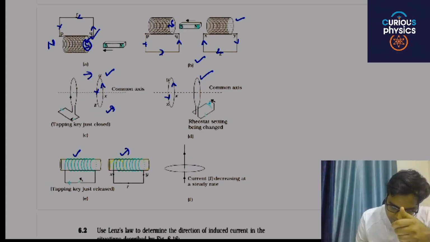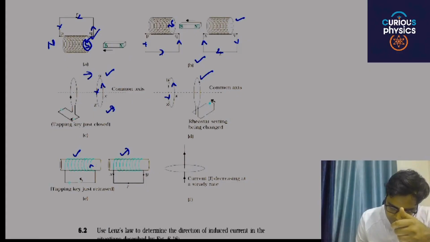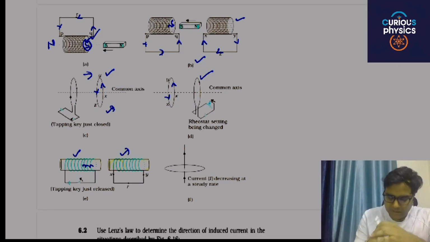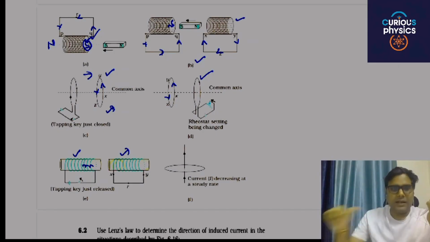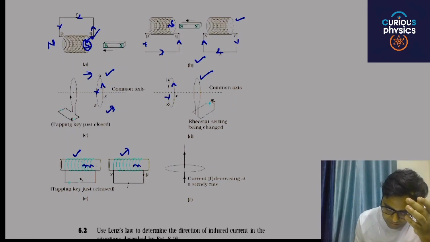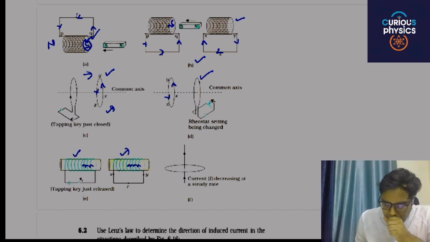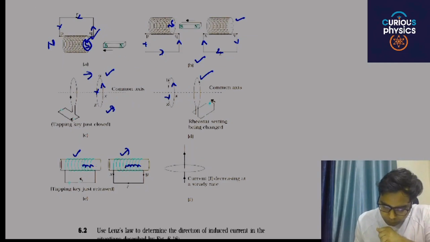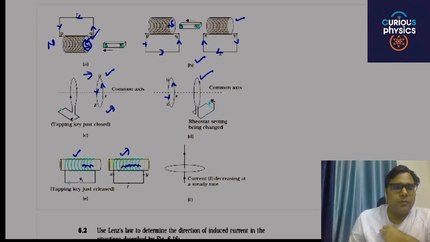moving in this direction, from high potential to low potential, this is the direction of current. Okay, so here the magnetic flux is in this direction. Magnetic field. So here the current will be in the same direction. Are you able to understand my point or not?